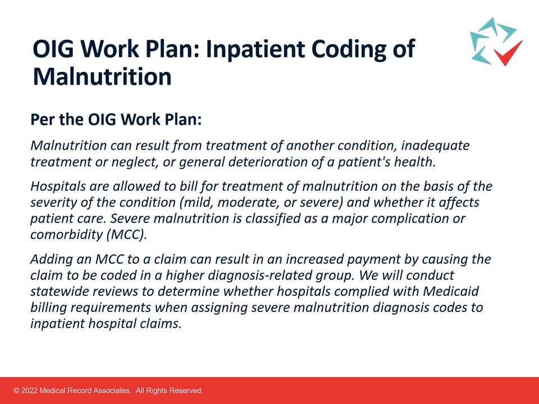The work plan states that hospitals are allowed to code and bill for treatment of malnutrition on the basis of the severity of the condition: mild, moderate, or severe. It's severe malnutrition, however, that is classified as a major complication or comorbidity, or as we know, an MCC. By adding the MCC to your case, your encounter, or the claim, it results in an increased payment if that is the only MCC on that particular encounter.